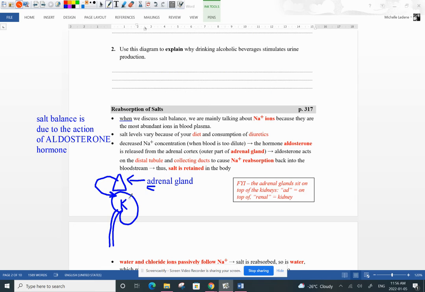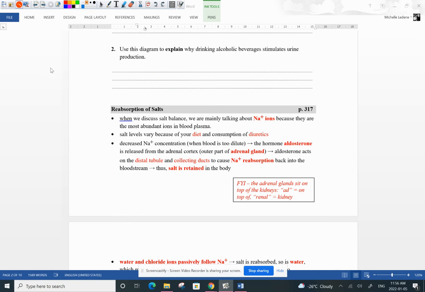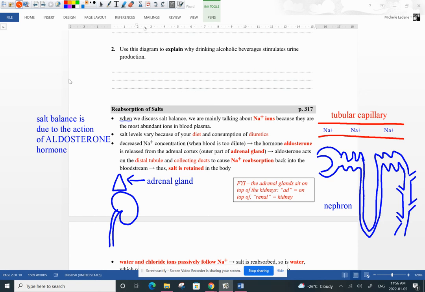And of course, this is where the nephrons are. You have millions and millions of little nephrons in your kidney. And then this hormone, aldosterone, is responsible for salt or sodium balance. So the deal about aldosterone is that when you have too dilute of sodium ion concentrations in your bloodstream, not enough sodium, the aldosterone hormone will be released to help you retain or reabsorb or keep salt in your body and increase the amount of salt in your blood.